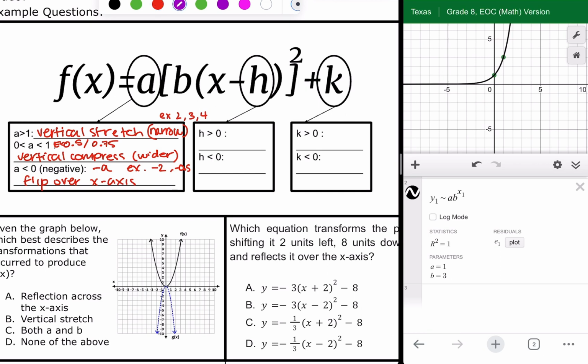Then if you have a positive h, it is going to go to the left. And if you have a negative h, it is going to go to the right. Then if you have a positive k, it's going to go up or above. And if you have a negative k, it's going to go down or below.